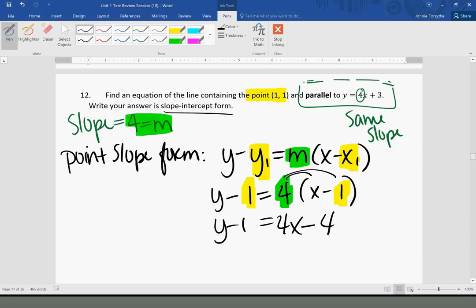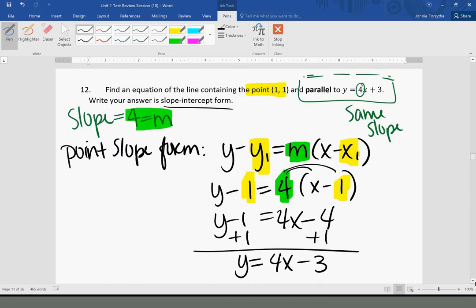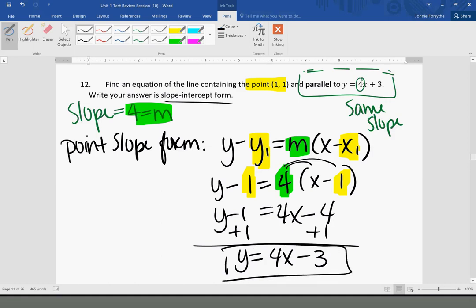And then we want to put it in slope-intercept form, so we're going to add this 1. So then I have y equals 4x, -4 plus 1 is -3. And this is my equation here. And you see it looks okay because the slope of the given line was 4, and if this one's supposed to be parallel to it, this slope must also be 4, which it is.